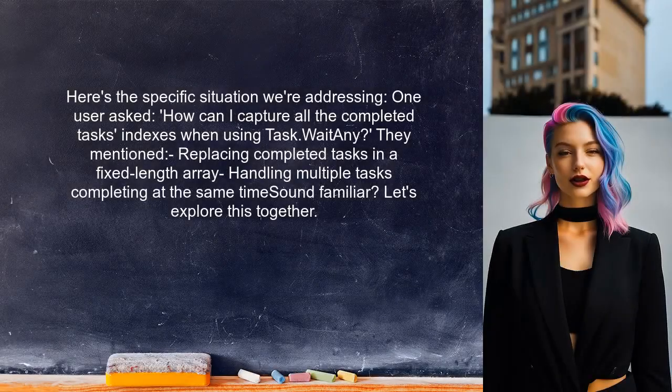Here's the specific situation we're addressing. One user asked, "How can I capture all the completed tasks indexes when using Task.WaitAny?" They mentioned that they are replacing completed tasks in a fixed-length array, but they want to know how to handle multiple tasks completing at the same time. Sound familiar? Let's explore this together.